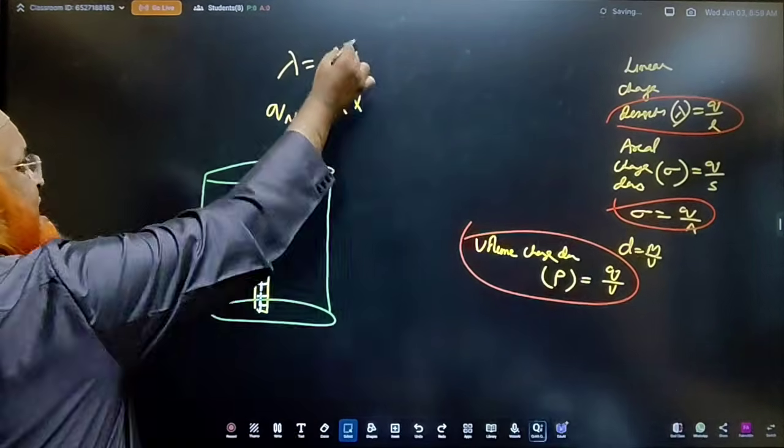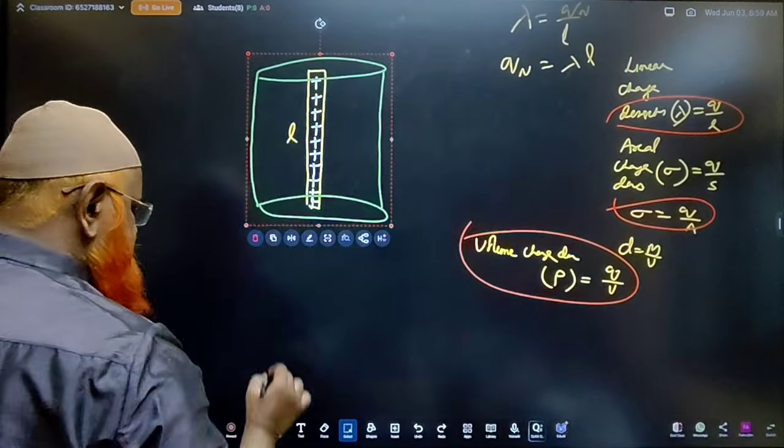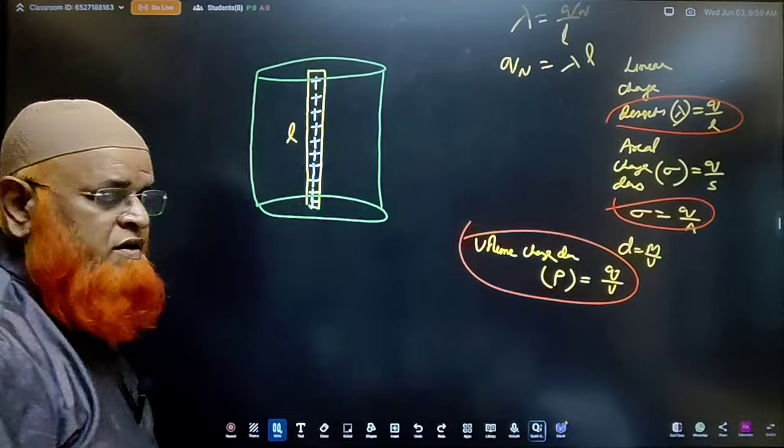So how am I going to apply the Gauss law here? Try to understand this. It's a very important topic. Nearly 20 previous year questions you can solve if you understand the concept which I am going to discuss now.